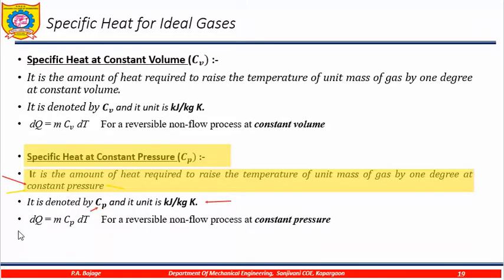Again, the equation is dq equals m Cp dT. Here dq is the heat supplied, m is the mass, Cp is the specific heat at constant pressure, and dT is the temperature difference. Now, this is again for a non-flow process at constant pressure.